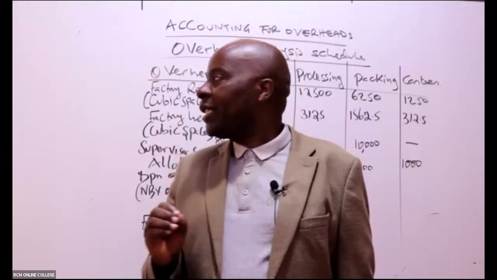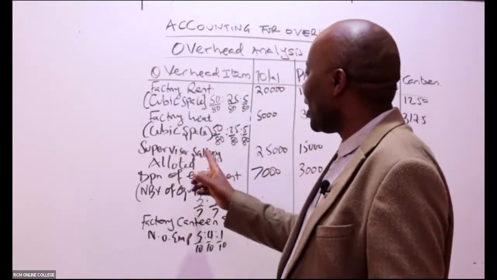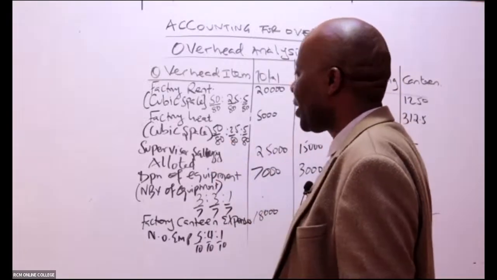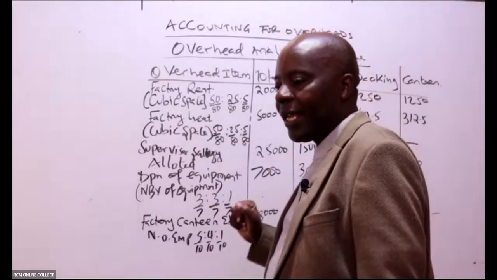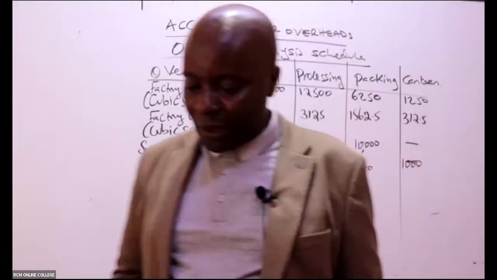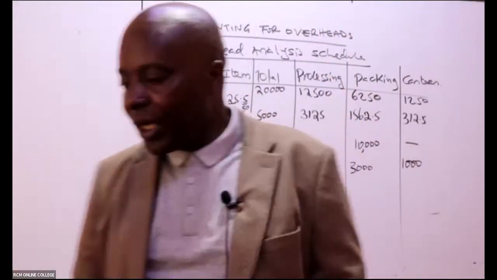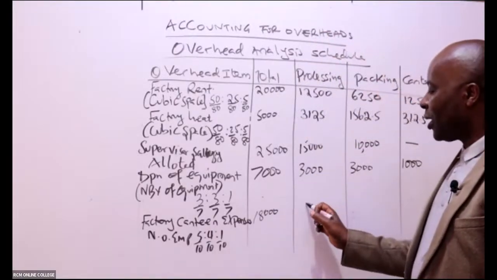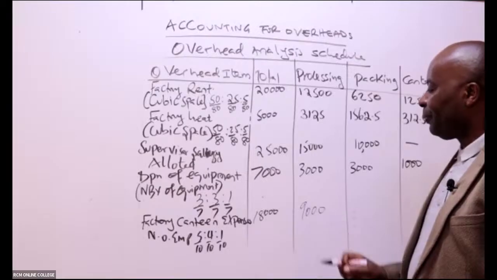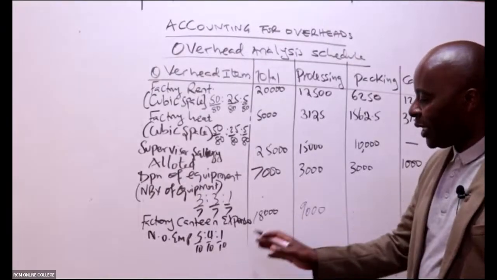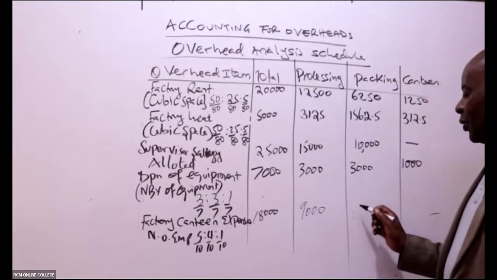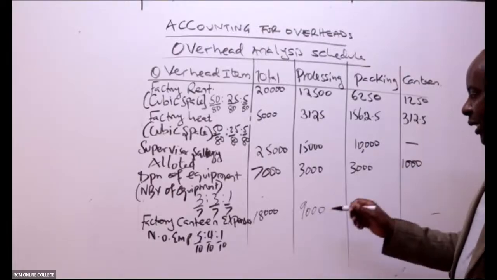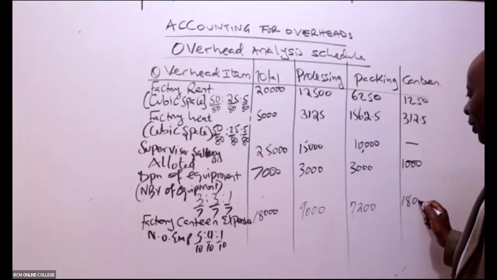We have in this case, for example, supervisor salary for packing, for processing. So the whole of it goes there. Thank you very much for asking that question. Great. So go ahead and give me the answers. 5/10 times 18,000, the first one is 9,000. How about 4/10 times 18,000? 7,200. And then lastly, we have 1/10. It's 1,800.